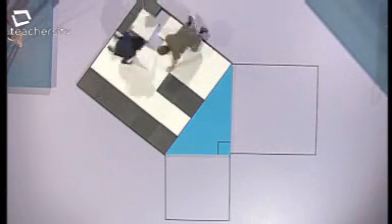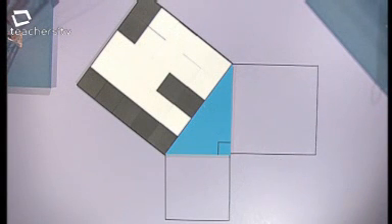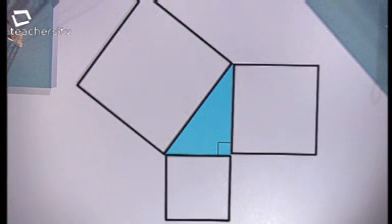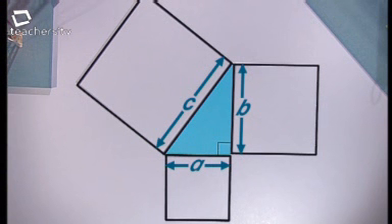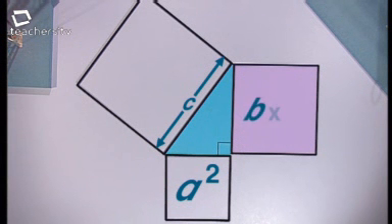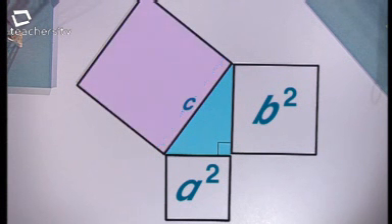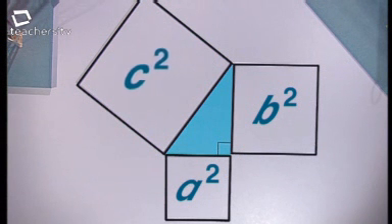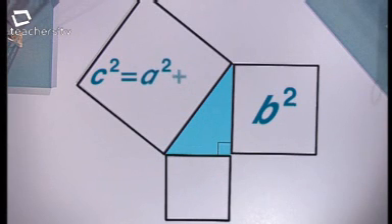As you can see, the area of the two squares on the smaller sides exactly fits the area of the square on the hypotenuse. If we call the sides A, B and C like this, we can convert what you've just seen into a useful formula. The area of this square will be A times A, which is the same as A squared. The area of this square is B times B, which is B squared. And this area is C squared. So the area C squared must equal A squared plus B squared.